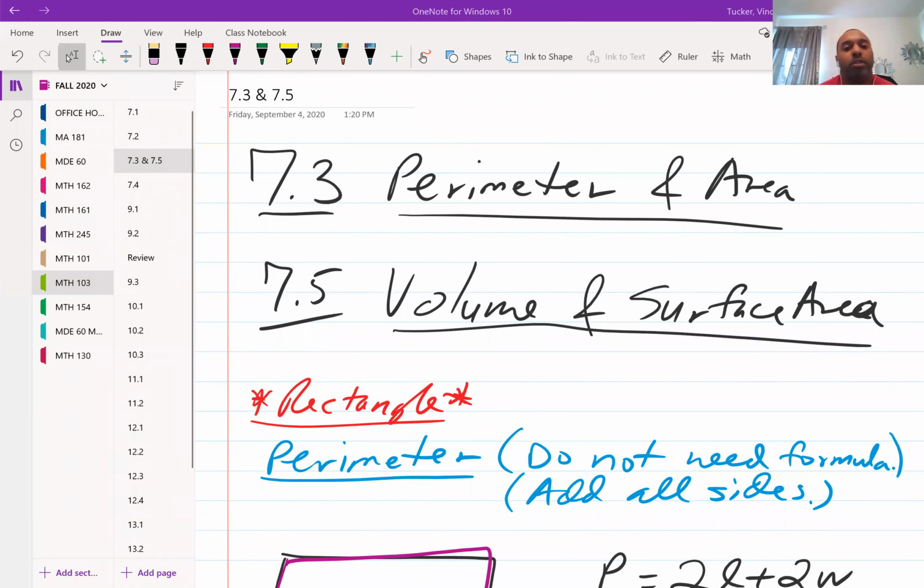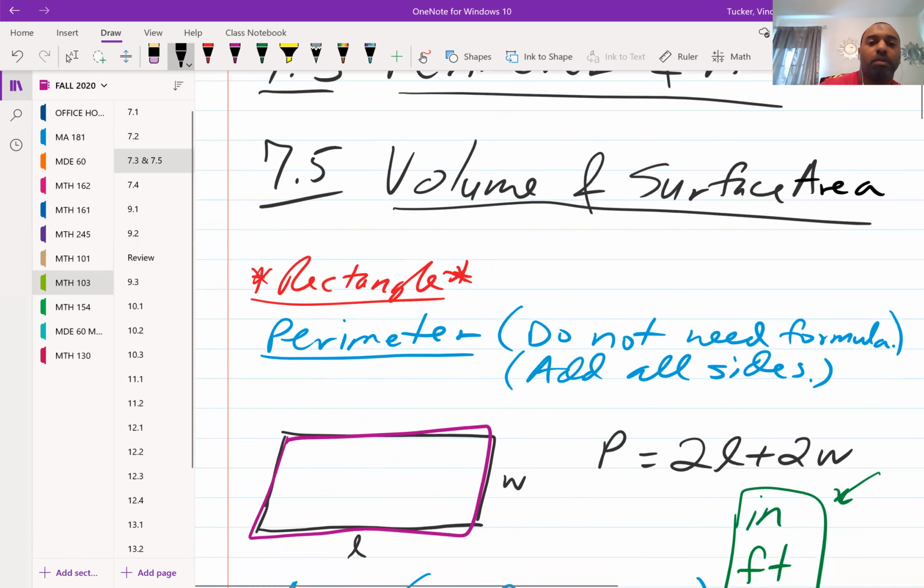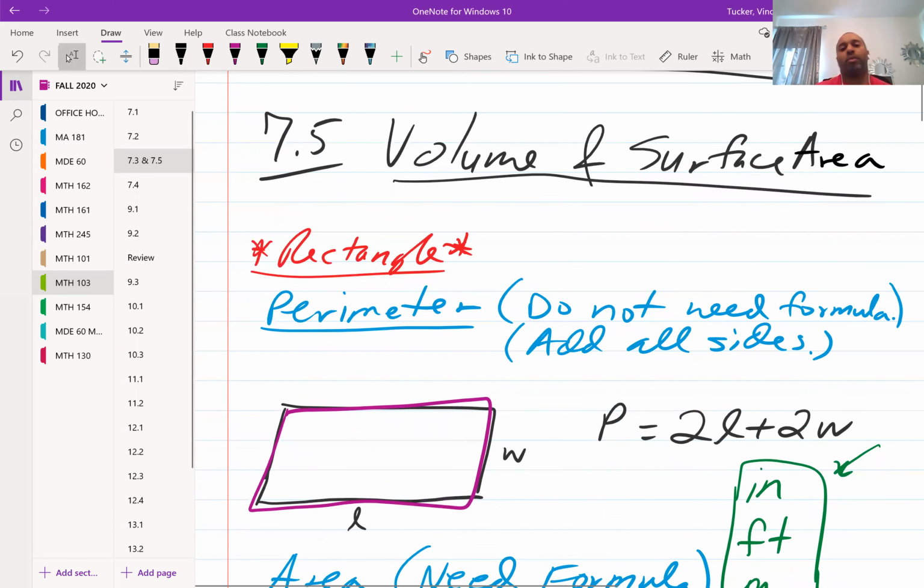All right. So today we're looking at 7.3 and 7.5. Next class, we'll come back and do 7.4. So we're looking at perimeter and area, volume and surface area. I'll write that a little better. So we're going to use a rectangle, just generally, as our shape as we discuss the differences between the three.